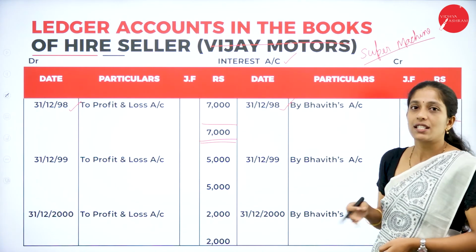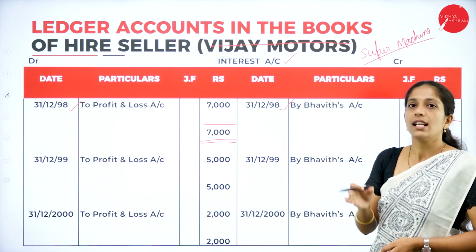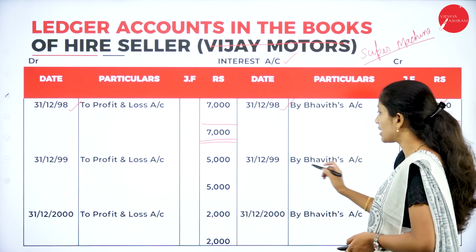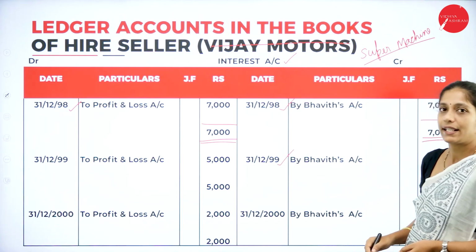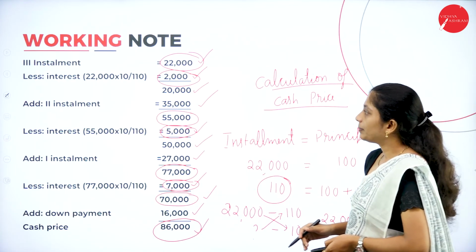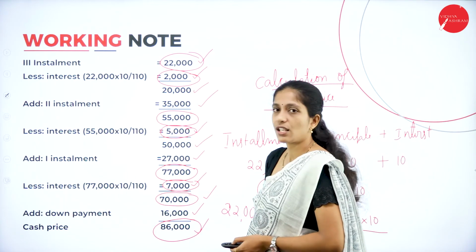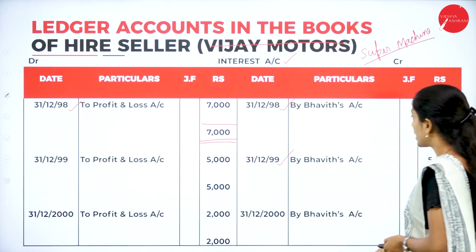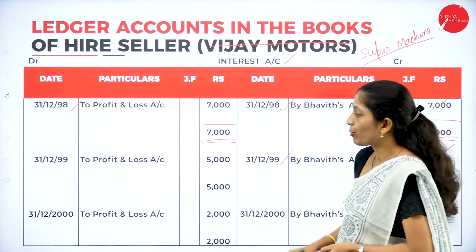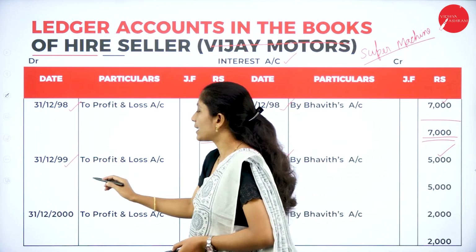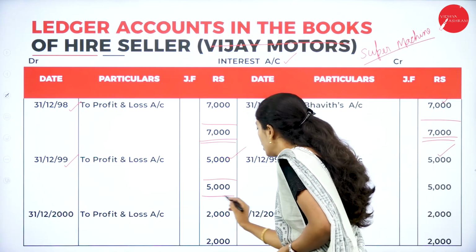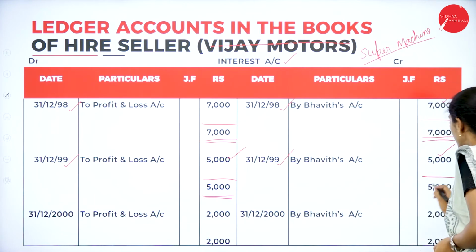First is for interest due. What is the entry? Hirer purchaser's account debit to interest account. Here the hirer purchaser is Mr. Bhavit. So 31/12/1999 by Bhavit's account. What is the amount? Second year interest, that is 5,000. So record this 5,000. Now you have to transfer this interest to profit and loss account, 31/12/1999 to profit and loss account. How much? 5,000. Now the total of debit and credit side will be equal.